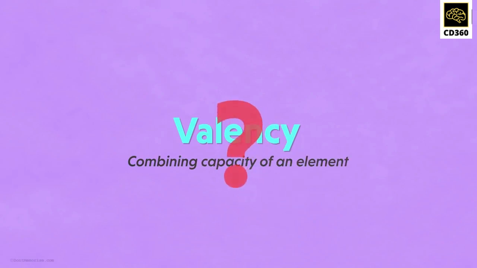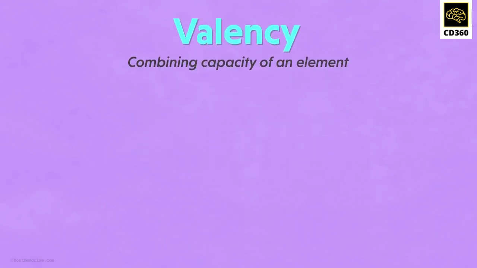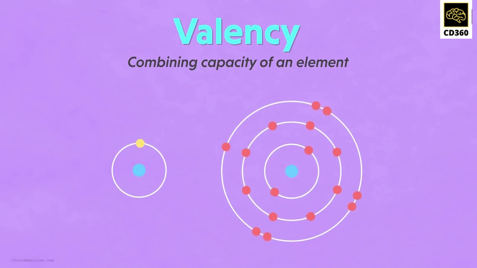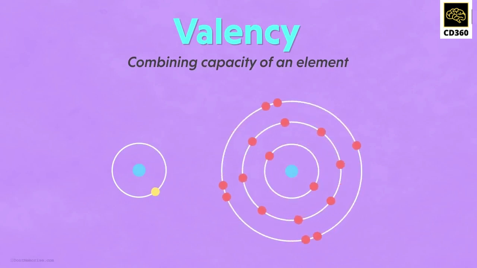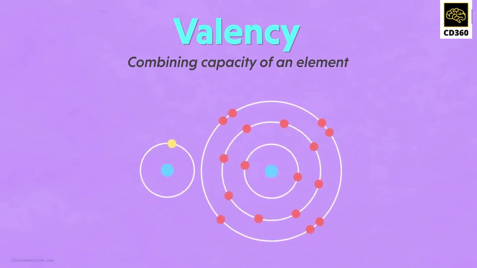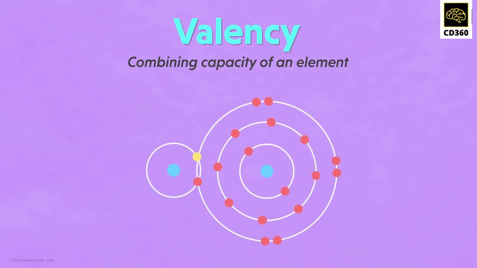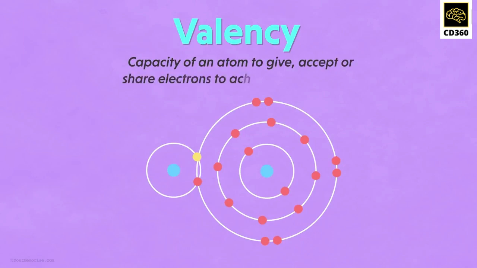In simple words, valency is defined as the combining capacity of an element. Now, what exactly do we mean by this? When we say combining capacity, that means how much can an atom bond with another atom. Does that mean how many electrons can be given or taken or even shared? Yes. The capacity of an atom to give electrons, accept electrons, or even share them in order to achieve the octet state can be termed as its valency.